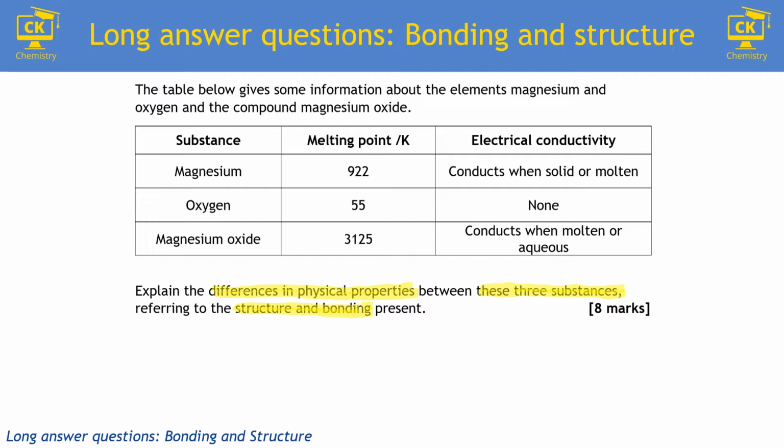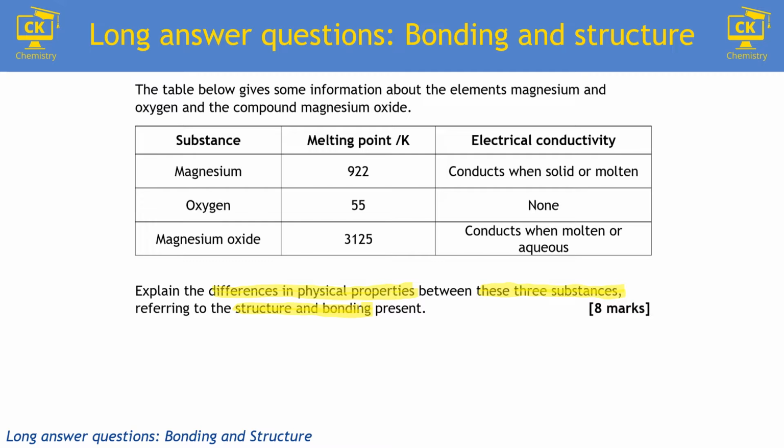So actually, although 8 marks can seem daunting at first, when we consider that there are 3 substances here and that there are 2 different properties, melting point and electrical conductivity, and that we need to talk about bonding and structure, you can see that actually it's quite easy to get a lot of marks in this question.